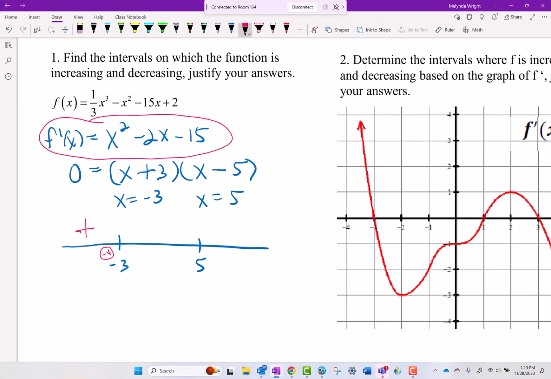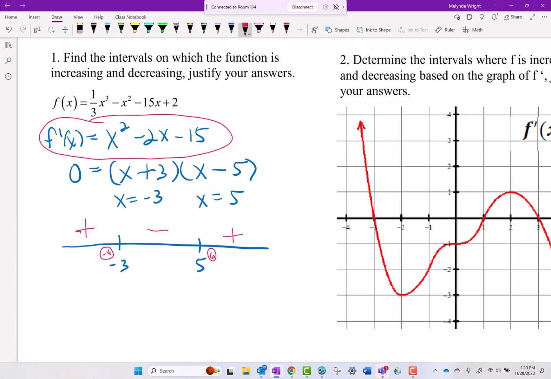Okay. I like 0. If I can plug in a 0, I'm totally going to plug in a 0. So if I plug in a 0, I would have a +3 times a -5. So that would be negative. If I plug in, let's say, a 6, because I don't really like big numbers, that would be positive times a positive, so that would be positive. And so there are my signs.